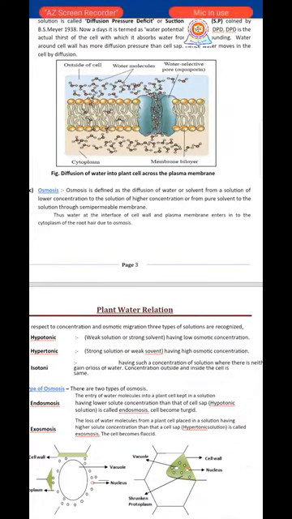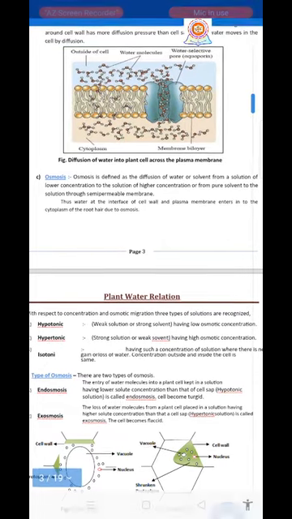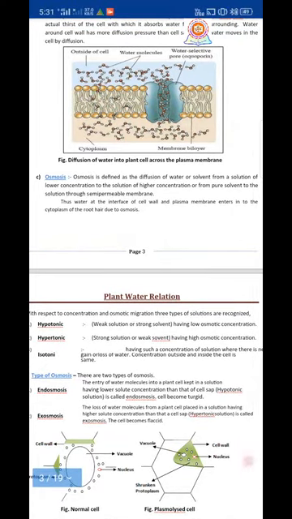Osmosis is the process in which water diffuses from lower concentration to higher concentration through a semi-permeable membrane, and due to this process of osmosis the water enters into the cytoplasm of the root hairs.